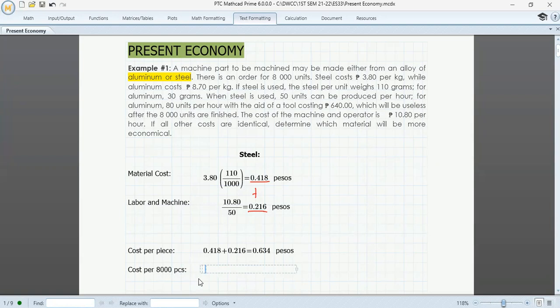I-multiply lang natin. Okay? Yung kada piraso niya na 0.634 times, magkano yung order niya? 8,000, and that will give us 5,072 pesos. Para pa lang yun kay steel. Okay? Hindi pa natin pwedeng sabihin na okay pala, si steel na lang piliin natin. Hindi pa pwede kasi hindi pa natin nasusolve si aluminum. So, isolve muna natin si aluminum.